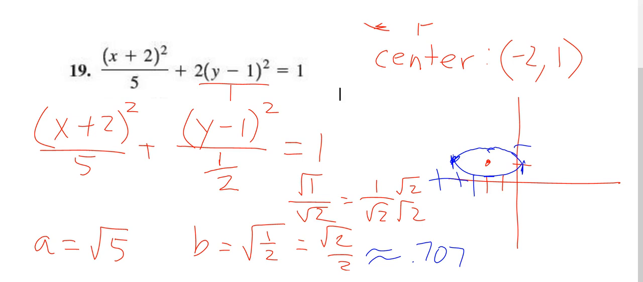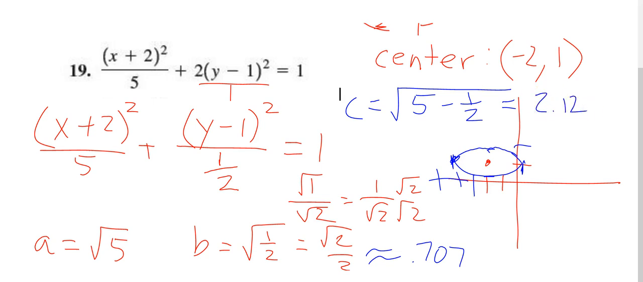Okay, I appreciate that. They only asked me about that. Did they ask me for the foci at all? Nope. Okay, cool. But let's do it just for fun. C equals the square root of A squared minus B squared, right? Radical 5, 5 minus 1/2. So we get the square root of 4.5. I'm going to have to reach for the calculator for that one. 2.12.